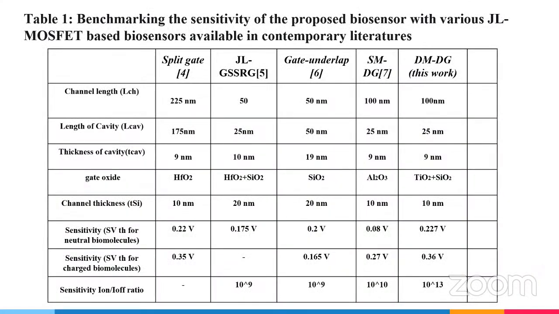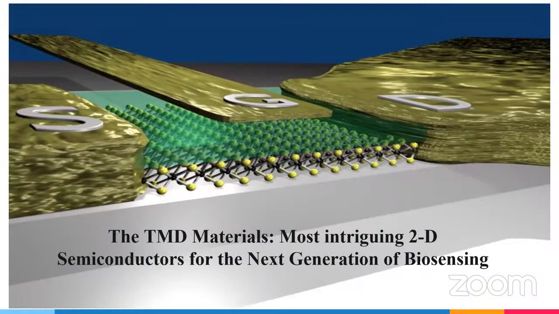These are the benchmarking of our work with different contemporary literatures available. As you can see, the sensitivity that we have got is better than the contemporary architectures, like split gate, junctionless, gate-surrounding, gate underlap, and single metal double gate. So this is basically a silicon-based electrically modulated FET biosensor that we have improvised, and we have tried to mitigate the problems that the conventional FET biosensors were facing. After this, we have switched to 2D material.